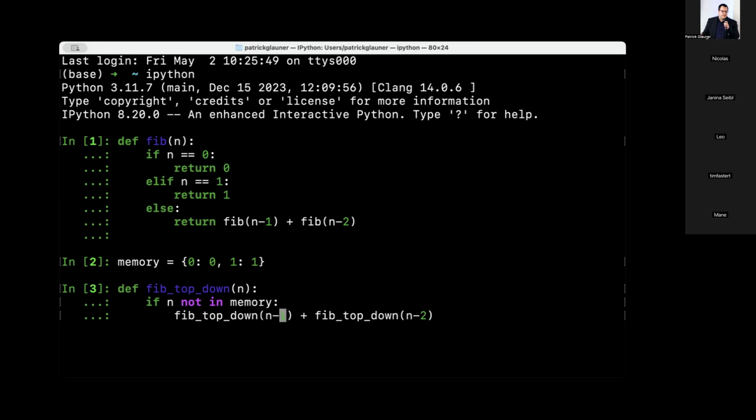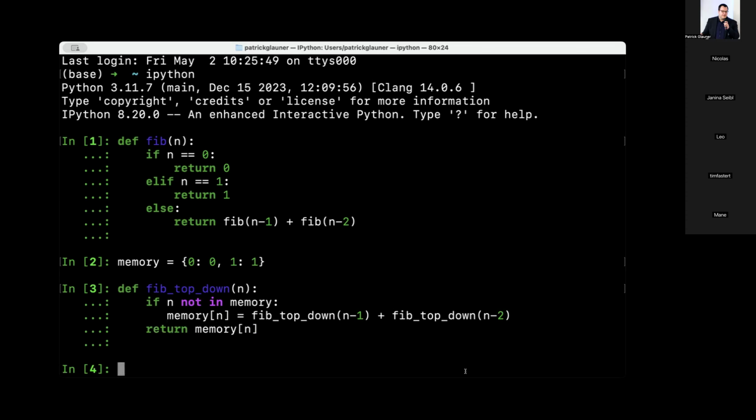But we are not just returning it, rather we are adding it to our memory. So we can say memory of n. So we are storing for entry n, the key is n. We are storing as the value the result of Fibonacci top down n minus 1 plus Fibonacci top down n minus 2. And then we are returning our memory entry.